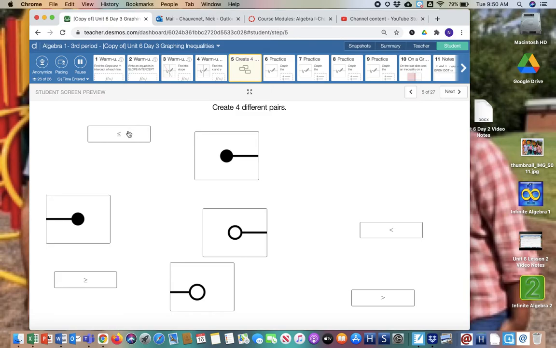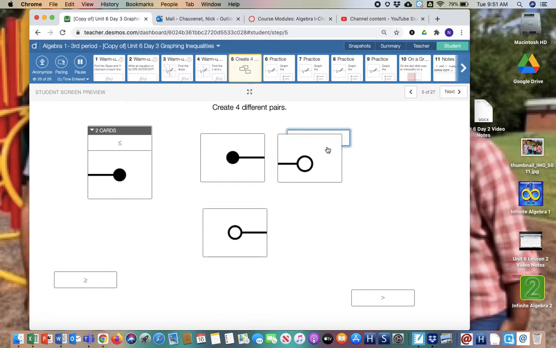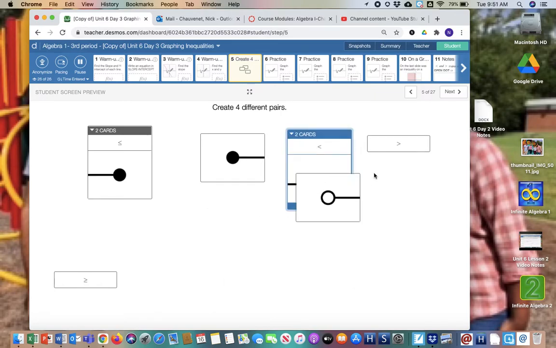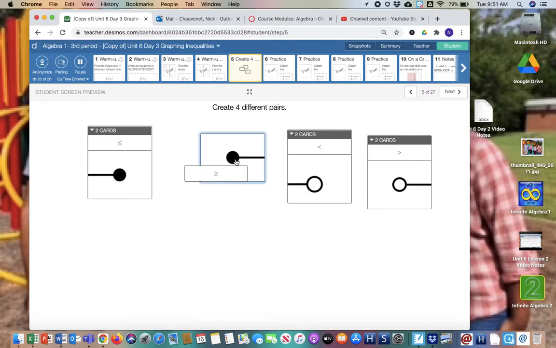So this is a less than or equal to sign, which means we'd have a closed dot and the arrow would go to the left. This is a less than sign, so we'd have an open circle with the arrow to the left. This is a greater than sign, so we'd have an open circle with the arrow to the right. And this is a greater than or equal to because there's a closed circle with the arrow to the right. It's important that we know these on the line graph.